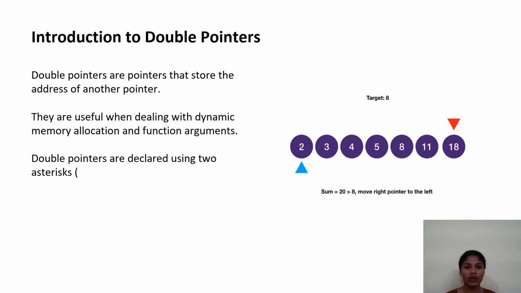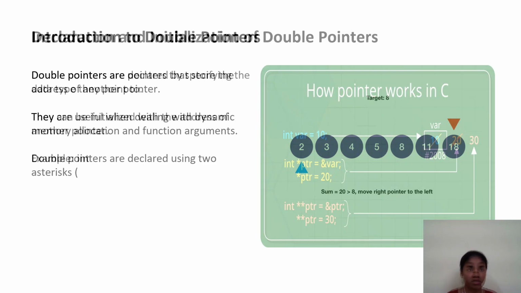Introduction to double pointers. Double pointers are pointers that store the address of another pointer. They are useful when dealing with dynamic memory allocation and function arguments. In data structures, double pointers allow direct manipulation of node addresses without copying the data, improving efficiency. Double pointers can be used as a function argument to modify the address stored in a local pointer.